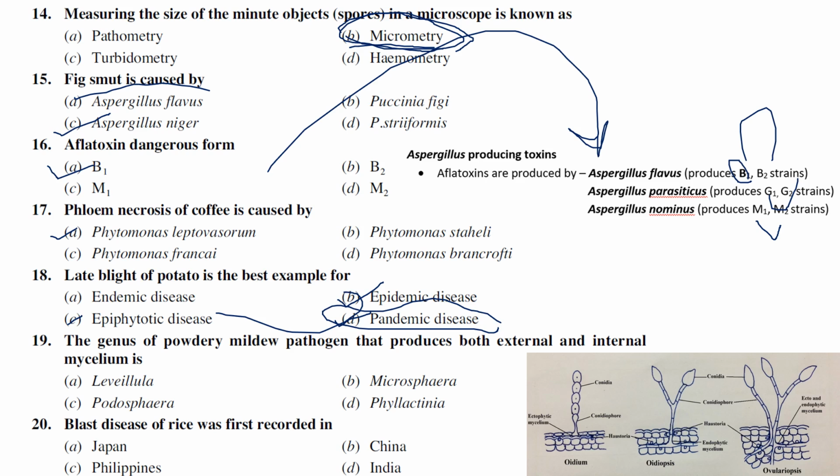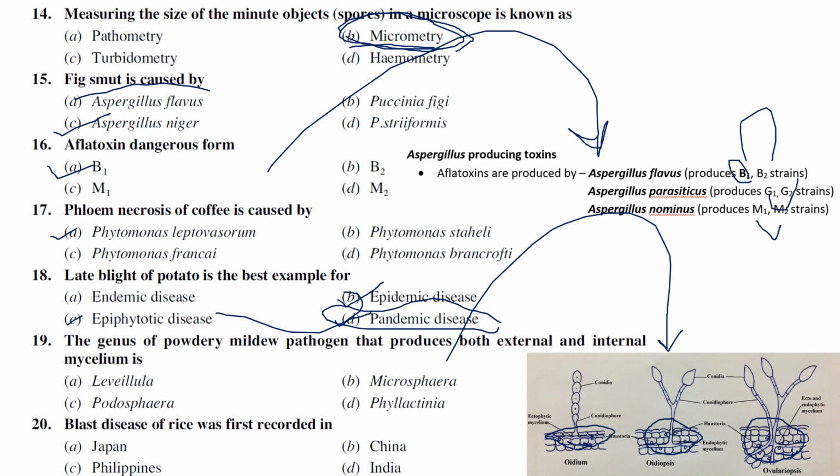The genus of powdery mildew pathogen that produces both external and internal mycelium is known as. So to understand the powdery mildew again, on the right side I have given some pictures. These are all the types of powdery mildews: Oidium type, Oidiopsis type, Ovulariopsis type. If you see, in the Oidium type, the mycelium is outside. In the Oidiopsis type, the mycelium is inside, which is internal mycelium. When it comes to the Ovulariopsis type, the mycelium is both external and internal.